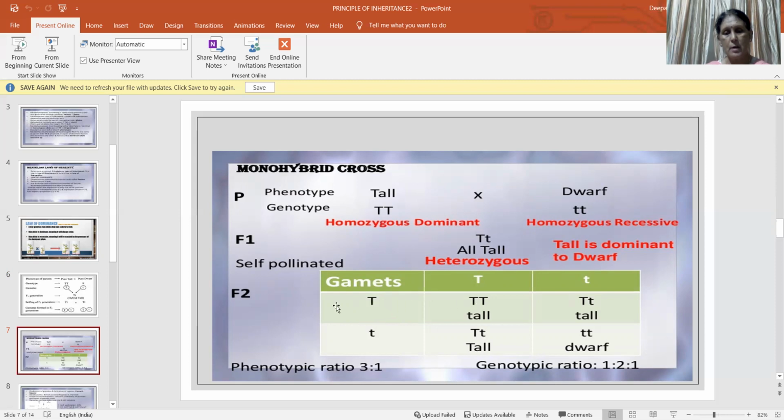When these two are crossed together, it produces tall. Similarly, it also produces tall. Similarly, here capital T binds with small t, and it also produces tall. And the last one, small t and small t crossed together, produces dwarf. The phenotypic ratio, the monohybrid ratio, is 3:1. And what is the genotypic ratio? That means the gene composition. Here it is 1:2:1.